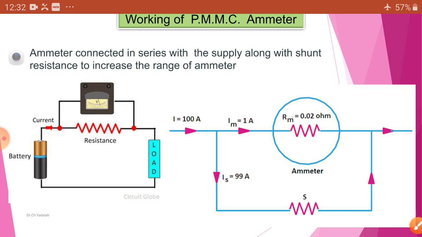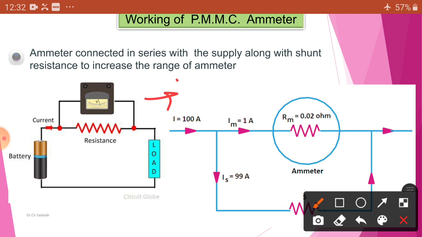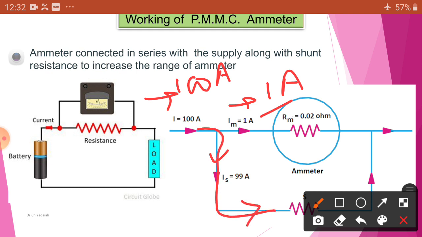Whatever the input current of 100 amperes is coming, the meter will take only 1 ampere, because its heating capacity is a maximum of 1 ampere. More than 1 ampere, it will burn. So it can bear only 1 ampere, and the remaining 100 minus 1, that is 99 amperes, is diverted to the shunt.